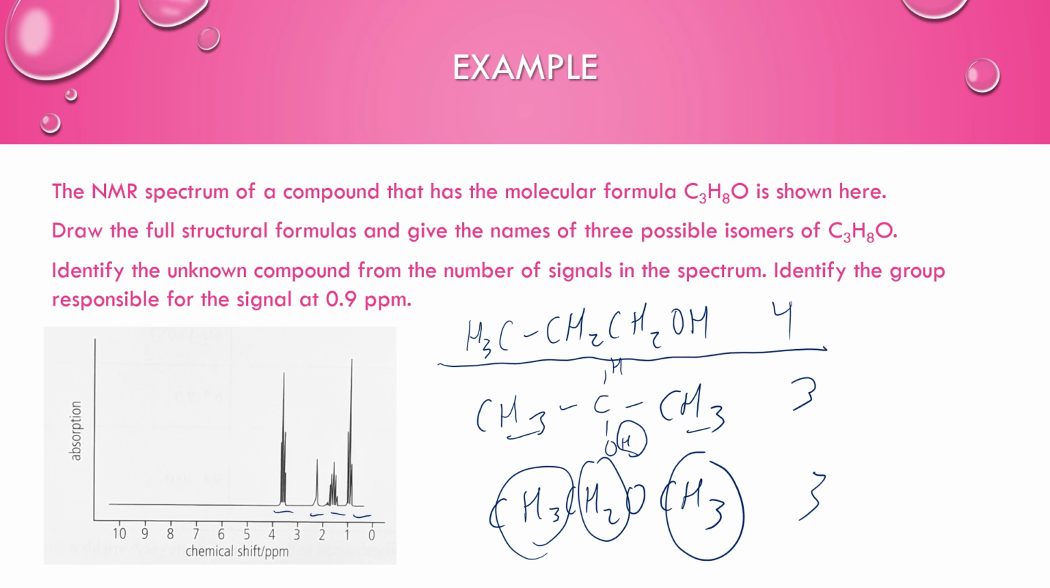Then it says identify the group responsible for the signal at 0.9. So that's this one right here. And if we're using the data booklet, chemical shift in that 0.9 to 1 range is the CH3 group. So it must be these hydrogens here at the end giving that 0.9 signal, which is useful. So then you could match the other ones if you wanted to, but it only asks you to identify the one at 0.9. And there you go.